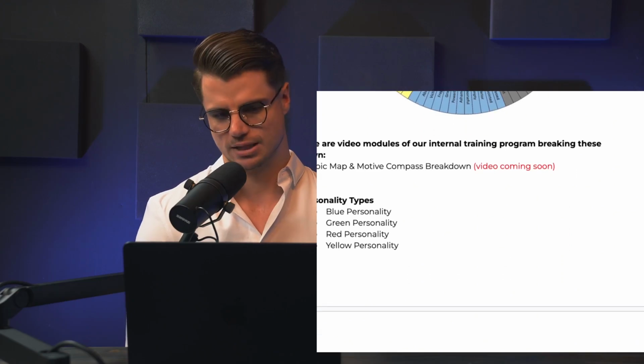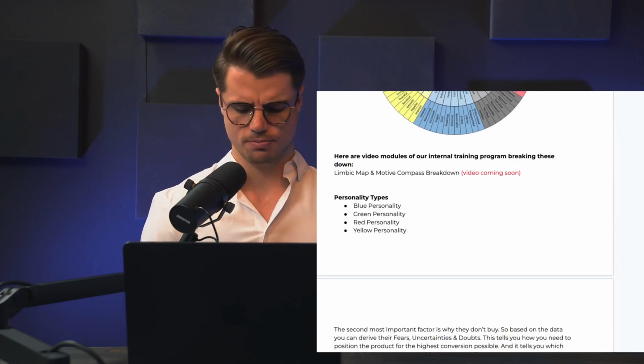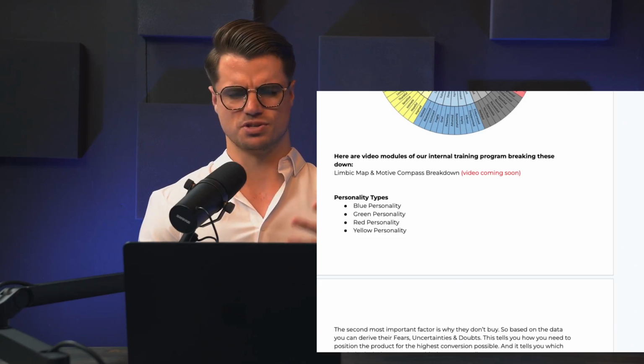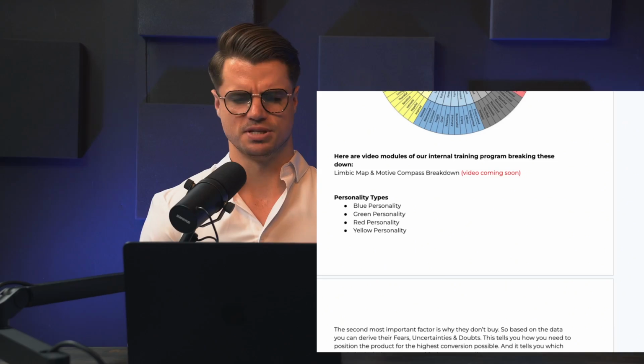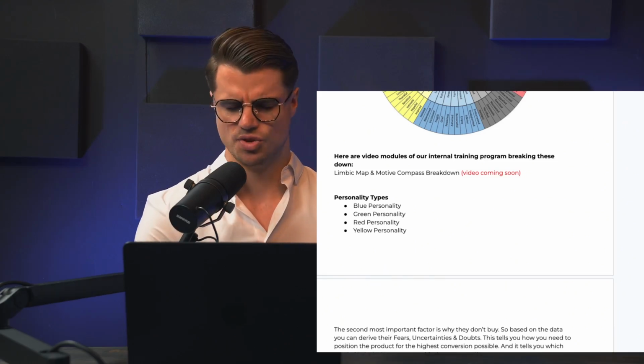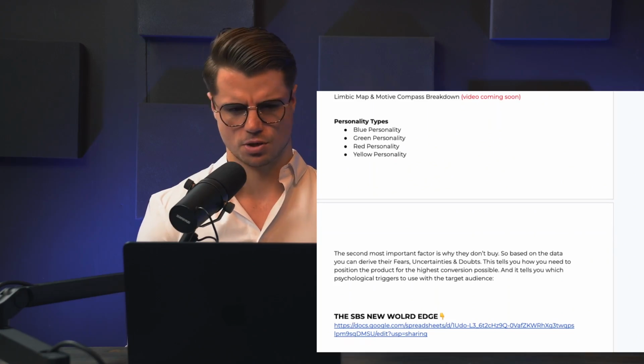And then you have the personality types, right? So you have blue, green, red, and yellow. There are probably more books on this, but there's a really good book I read not too long ago, and it broke down the bits and pieces of this, but we already studied some of these components as we've built this in. If I remember the name, I'll maybe put it in the description down below.